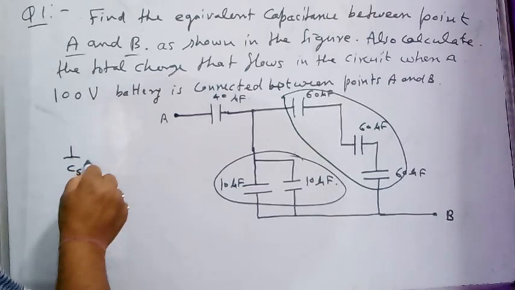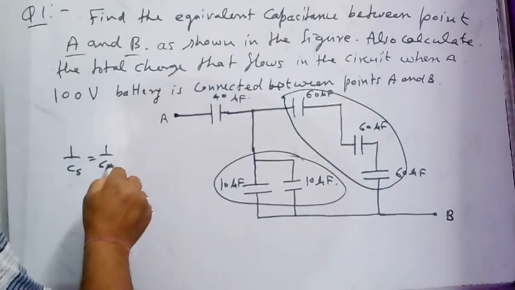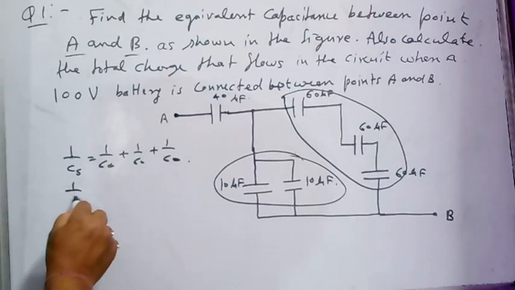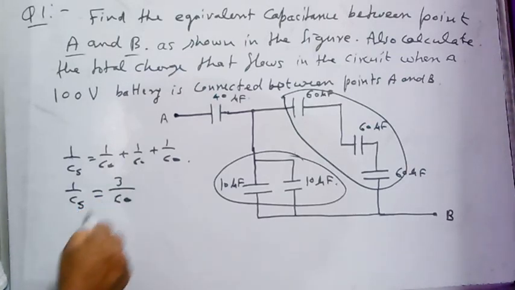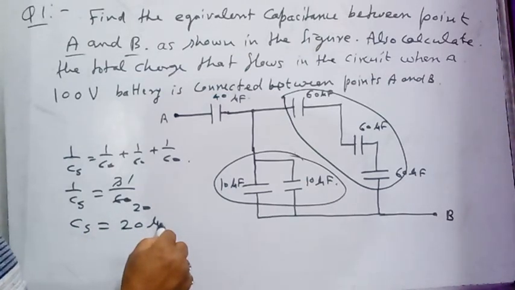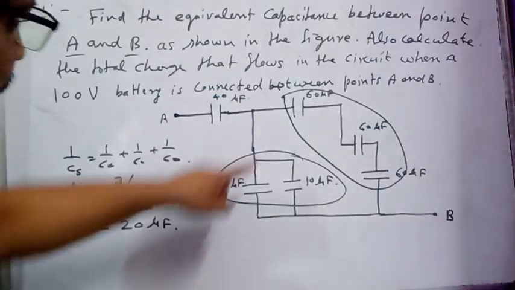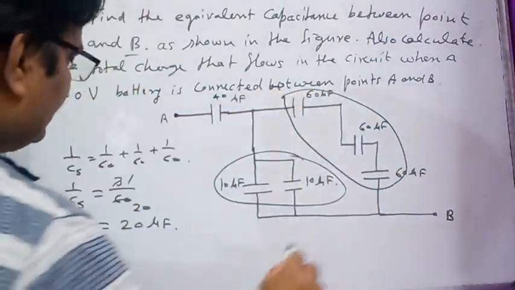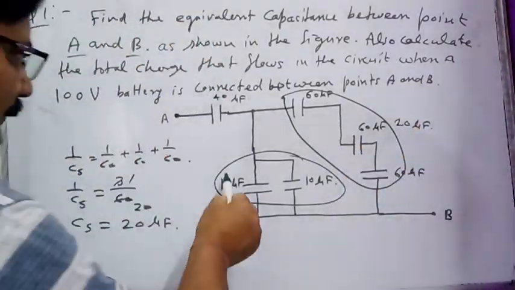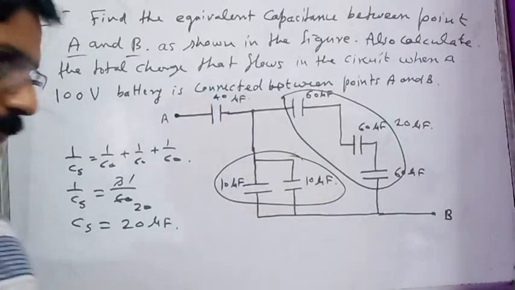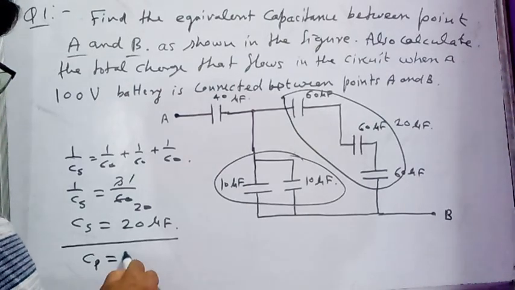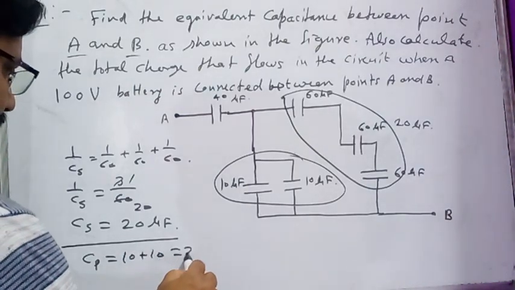By the formula 1 by Cs equals 1 by 60 plus 1 by 60 plus 1 by 60. So 1 by Cs is equal to 3 by 60, 1 by 20, and Cs is going to be 20 microfarad. So this total capacitance of this series combination is 20 microfarad. Now this part, these two capacitors are in parallel. If you solve this, the capacitance is going to be Cp equals 10 plus 10, again 20 microfarad.